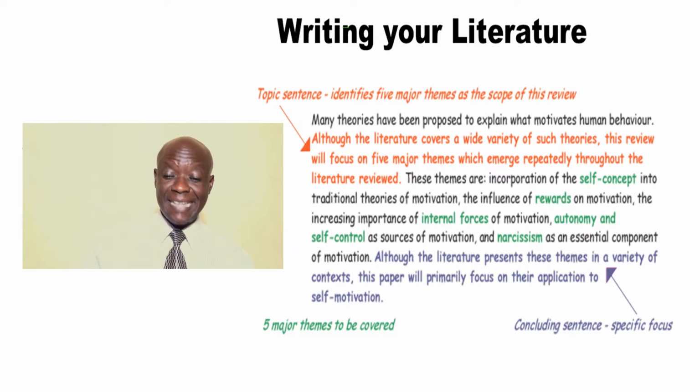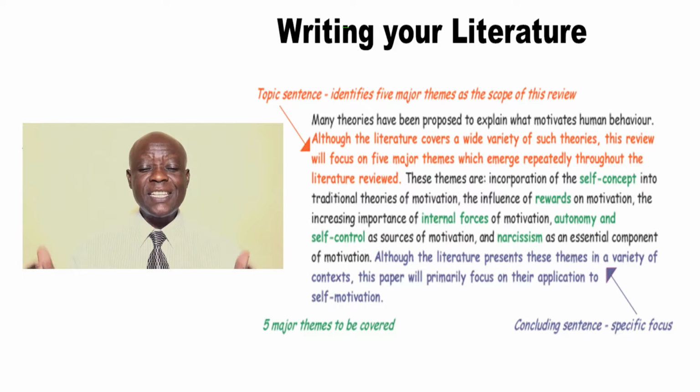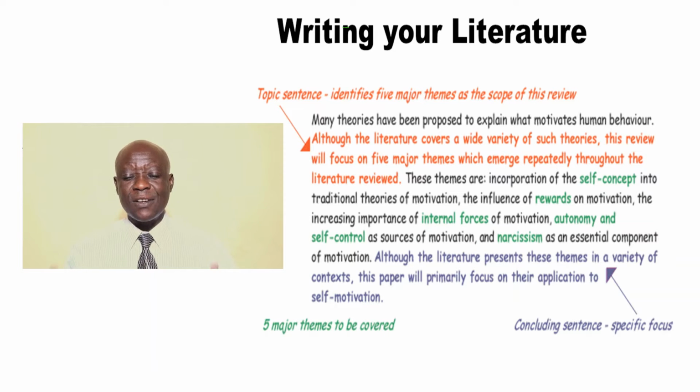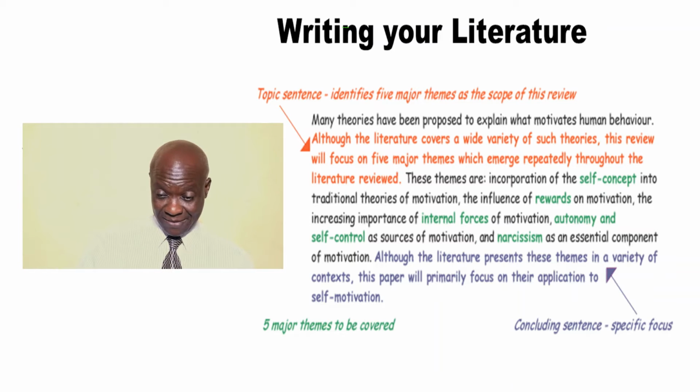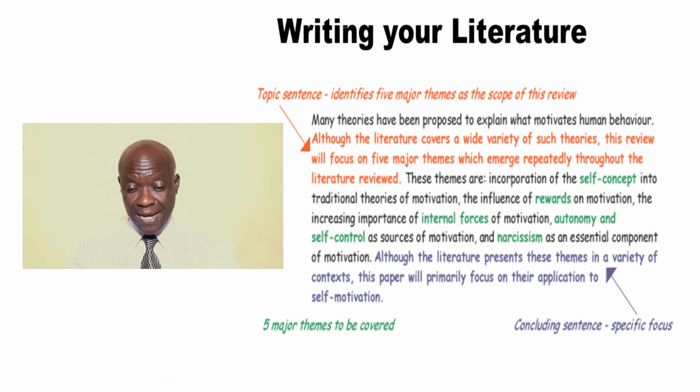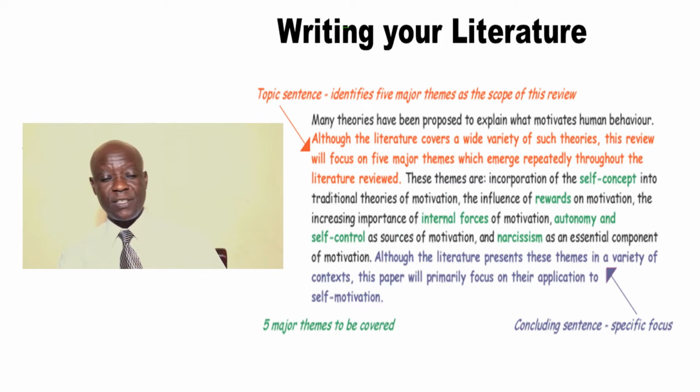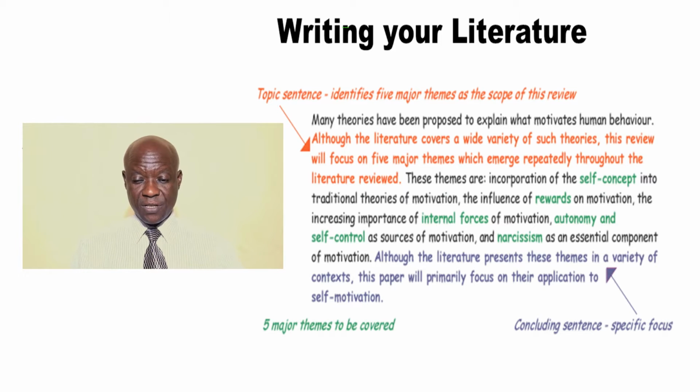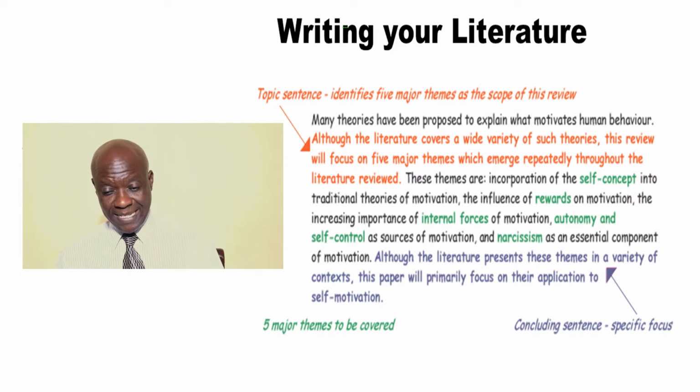Although the literature presents these themes in a variety of contexts, this paper will primarily focus on their application to self-motivation. Or this thesis, or this research, will primarily focus on the application to self-motivation. So you can see, again using colors, orange here is a topic sentence. It identifies five major themes as the scope of the review. Although literature covers a wide range of that, that is a topic sentence. Now, of course, you can see here in green, those are the five major themes covered. And then you have a concluding sentence in black.